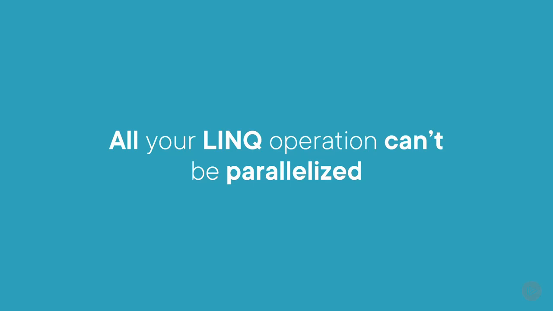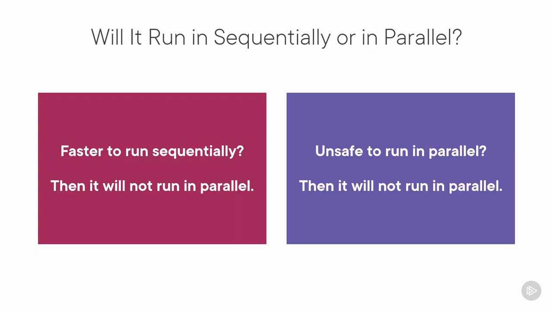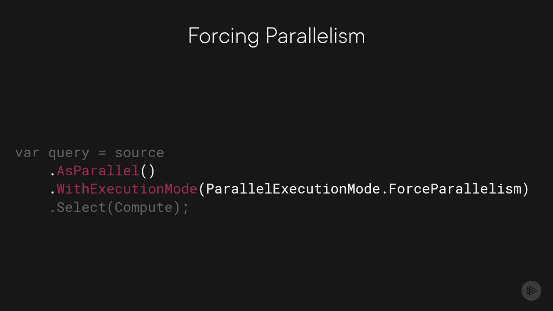When you execute the query after you've added AsParallel, the query will be analyzed before it is executed. This allows for two important decisions. If the code is faster to execute without parallelism, it will do so. If it's unsafe to perform the operation in parallel, the query will be executed sequentially, like a normal LINQ operation. This behavior can be changed by setting the parallel execution mode.